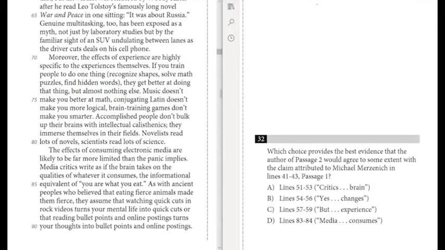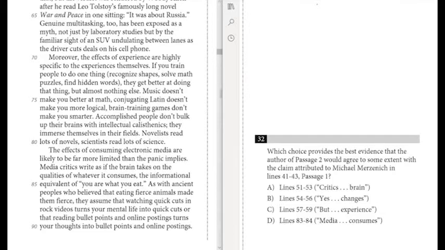Question 32. Which choice provides the best evidence that the author of passage 2 would agree to some extent with the claim attributed to Michael Merzenich in lines 41 to 43, passage 1? This is our question with lots of moving parts because you need to know what Michael Merzenich says in 41 to 43, passage 1, and then we need to find the evidence in passage 2 that agrees with that claim. So we need to take it little by little and stay organized.